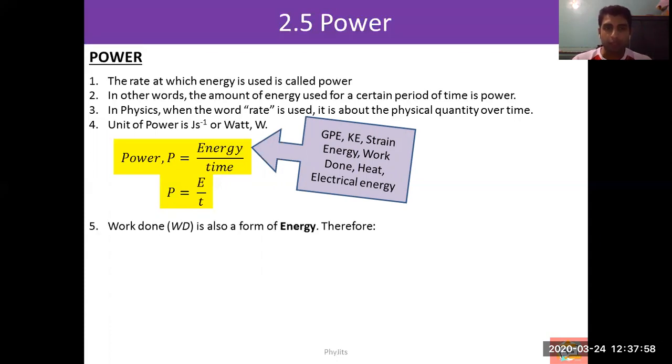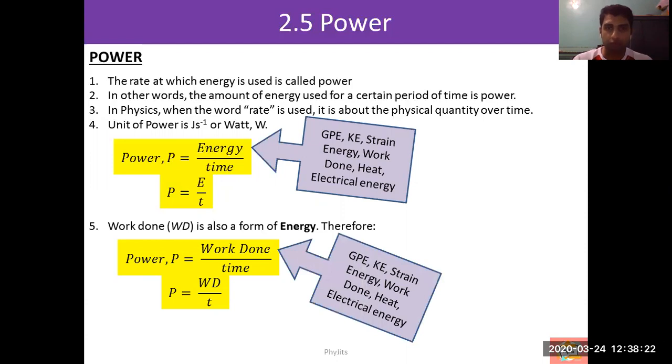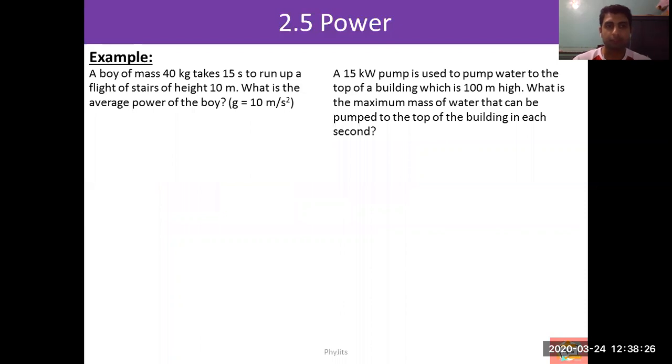Okay, power can also be defined as the rate of work done, because work done is also a form of energy where an object is being pushed for a certain distance by a unit force. So therefore, power is also equals to work done over time. So this work done can be work done in many forms. It can also be similar to the forms of energy that we have earlier. Okay, let's see some example.